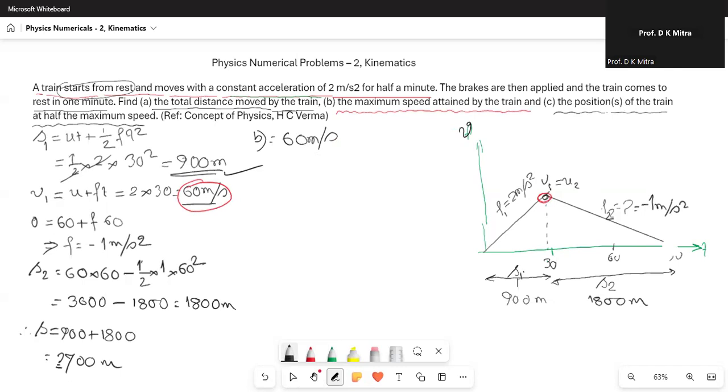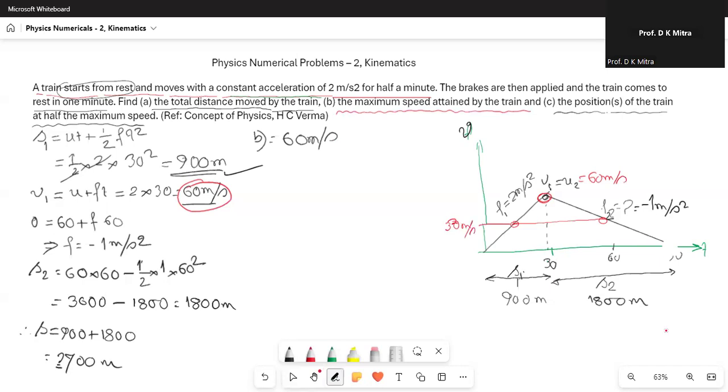As usual, every problem will have one tricky part. This is the tricky part: half the maximum speed. The maximum speed is 60 meters per second, so its half is 30. Mind it, this 30 appears twice, once here and once here. This speed is 30 meters per second.